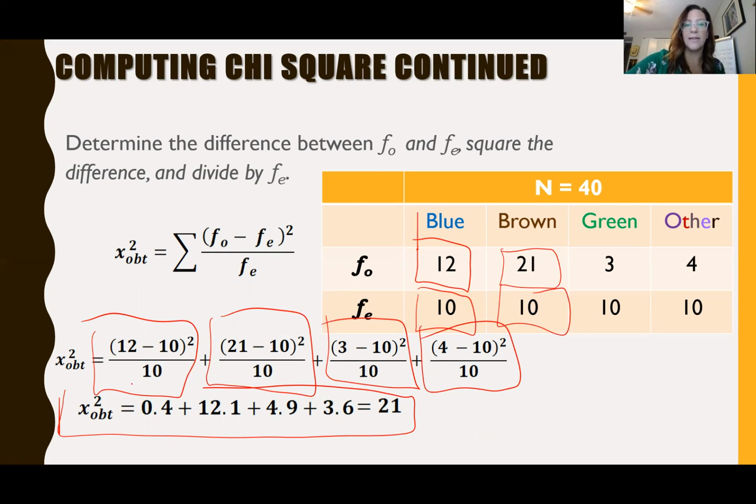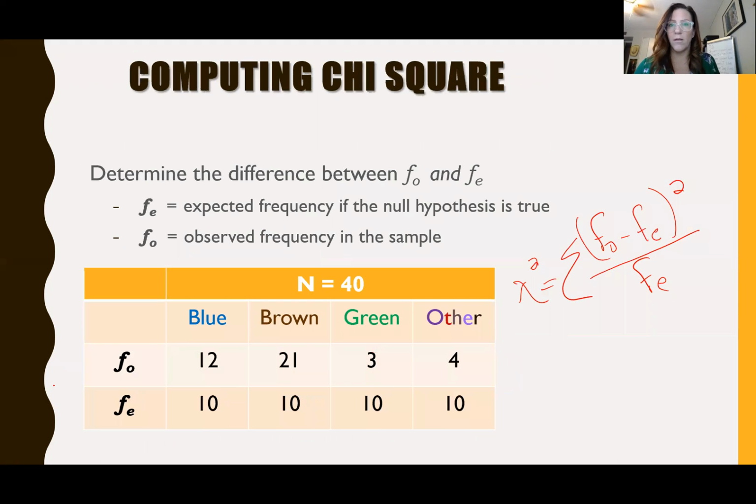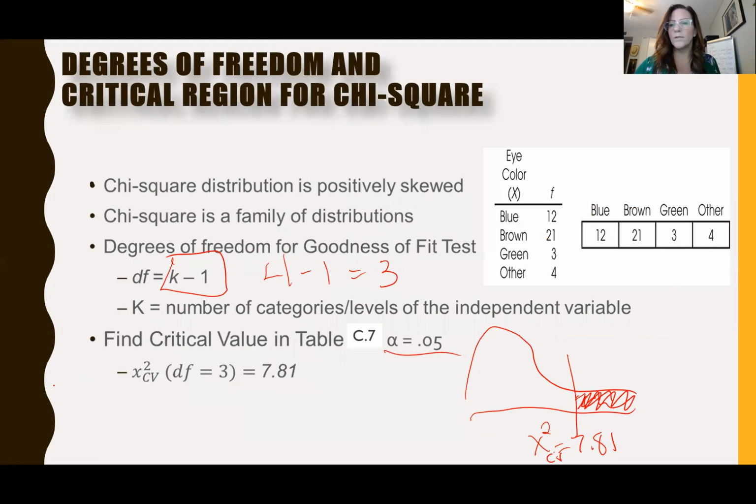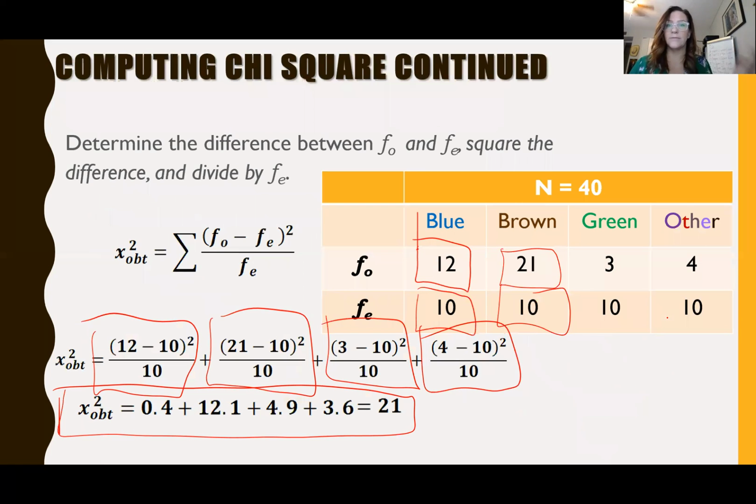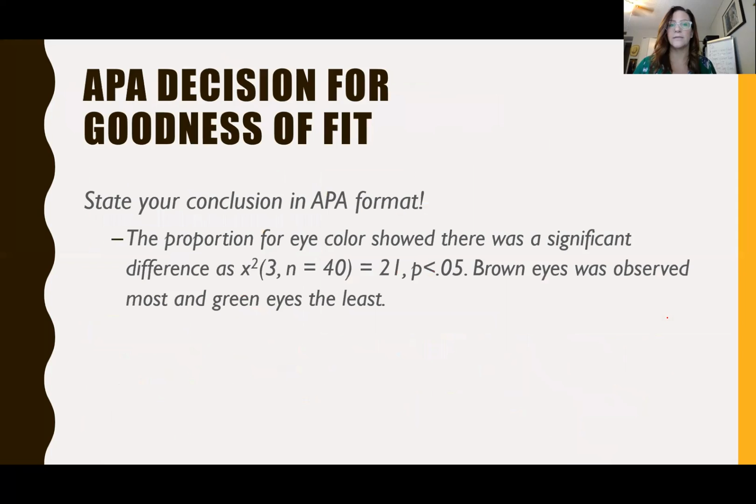Be careful when you're calculating these because that can be tricky with all the decimals and the rounding and the parentheses. So just be real careful. And remember, you're always going to have positive numbers. We got a chi-square obtained of 21. That's pretty big. If you recall back here, we're supposed to be 7.81 or larger. Our obtained statistic was 21, so it's definitely significant. There is a significant difference in observed frequencies.